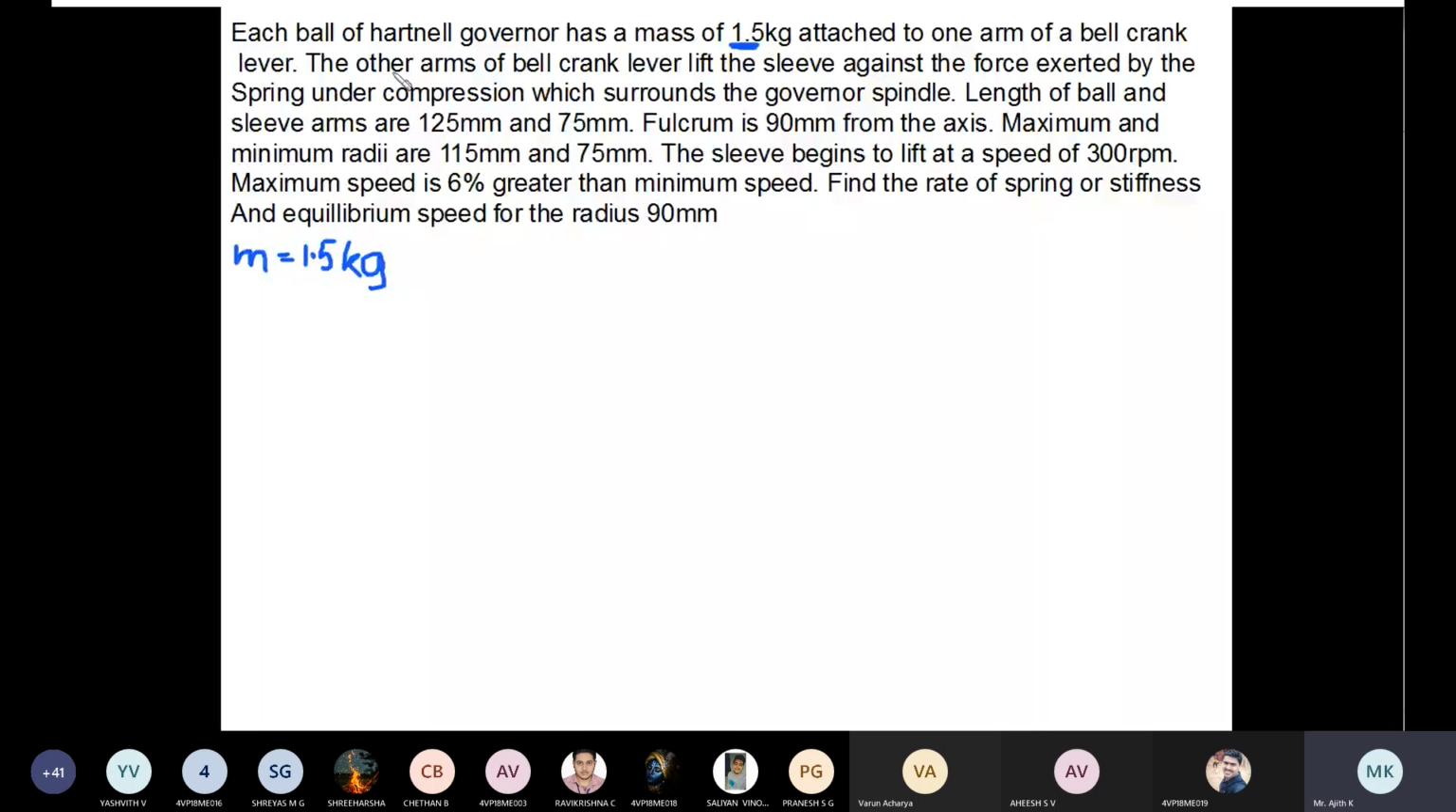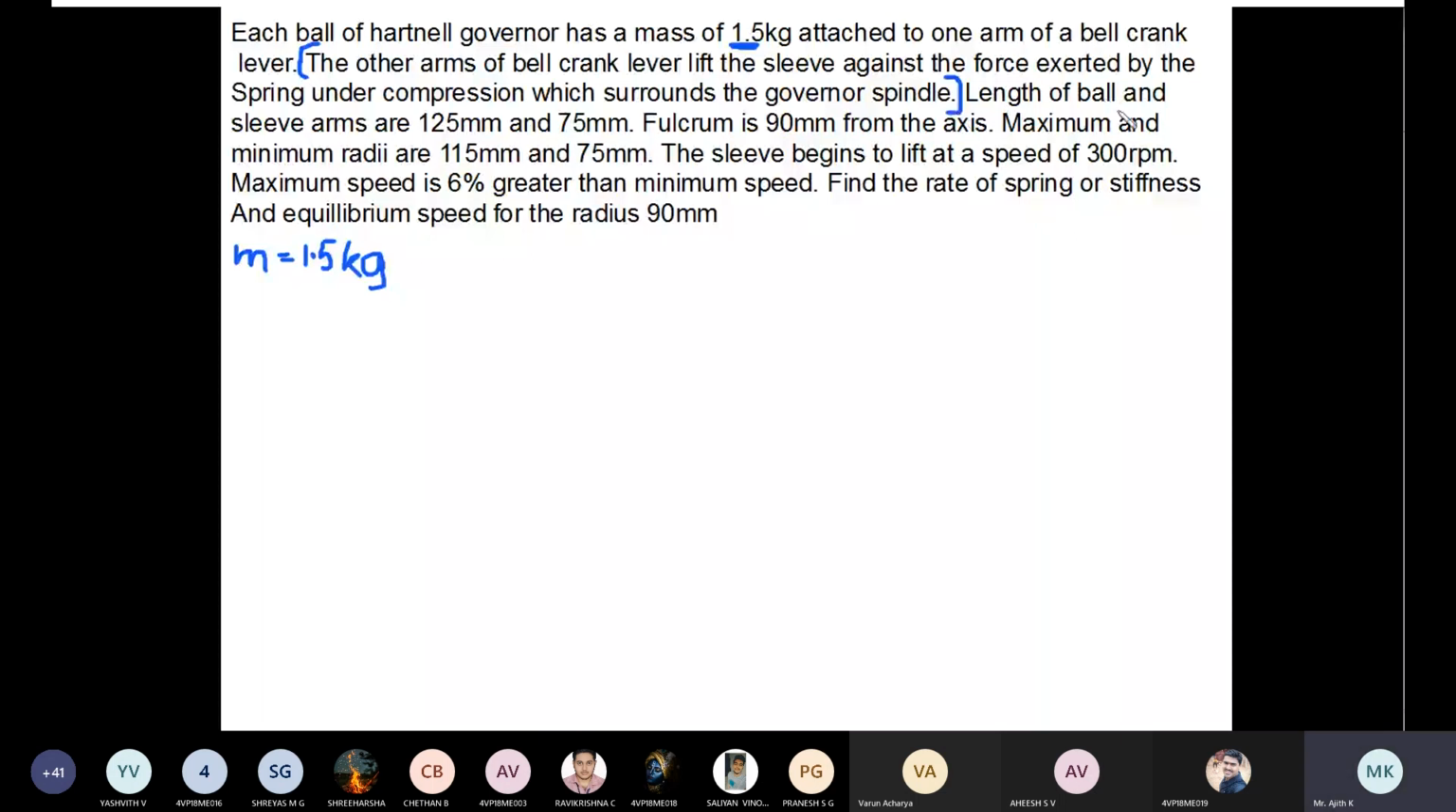The other arm of the bell crank lever lifts the sleeve against the force exerted by a spring which is under compression. The meaning of this sentence is that in this Hartnell governor, they have fixed one spring. We will not consider any value from this sentence.